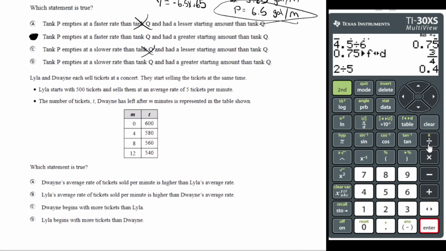All right. Lila and Dwayne each sell tickets to the concert. They start selling the tickets at the same time. Lila starts with 500 tickets and sells at an average rate of 5 per minute. So, equation. Y equals. Starts with 500. That's your B. Sells at an average rate of 5 tickets per minute. So that's going to be 5 times X. But remember, we're selling. Our number of tickets is going down. So that's going to be minus 5X.